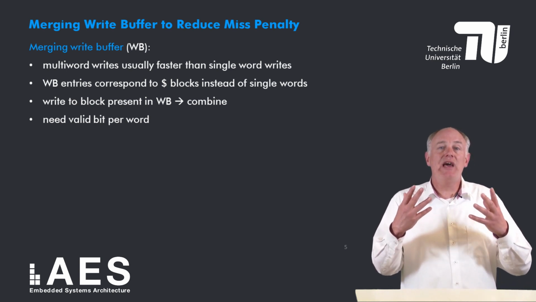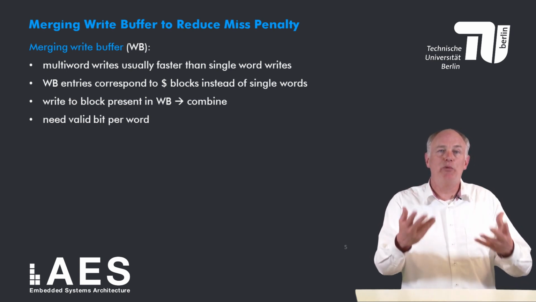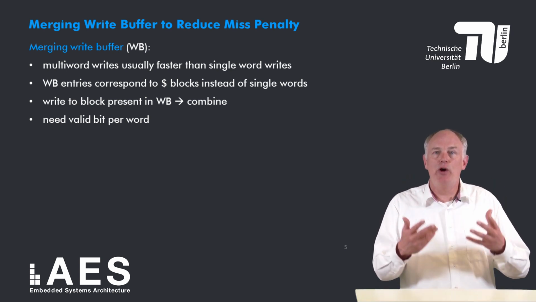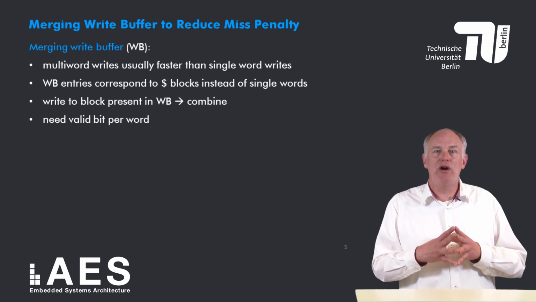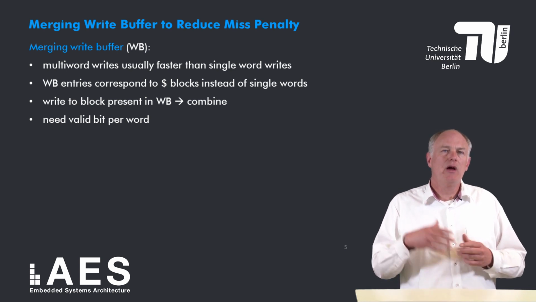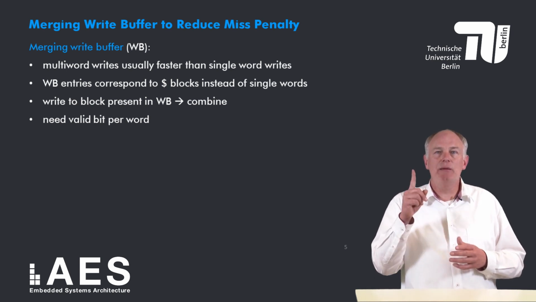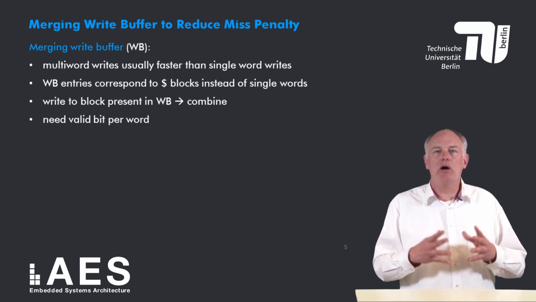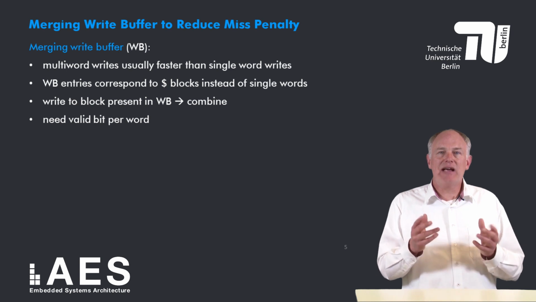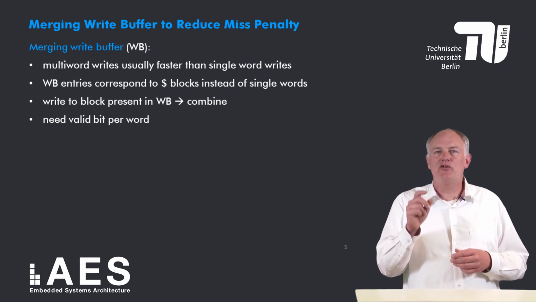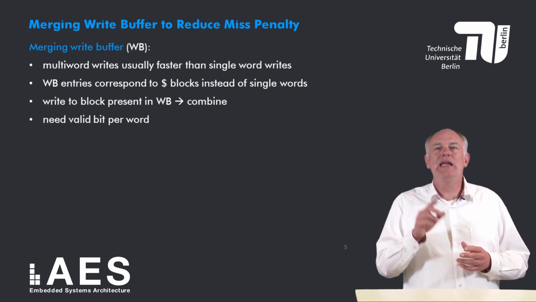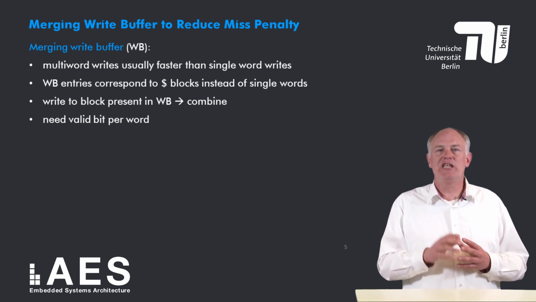If the CPU then writes to a block that is already present in the write buffer, this write is merged with the write already present in the write buffer. For this to work, we need a valid bit for each word, since maybe not all words in a block need to be written. In fact, we need a valid bit for each addressable data item. So if we can write bytes, we need a valid bit for each byte.